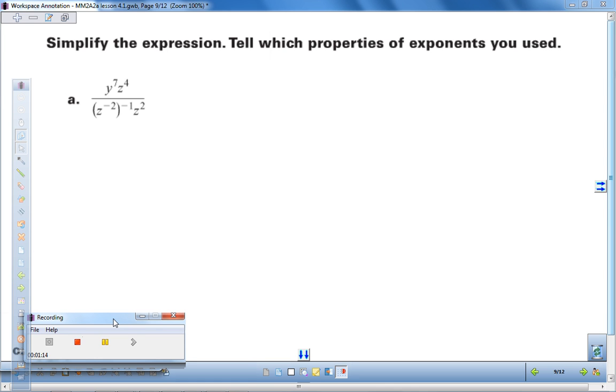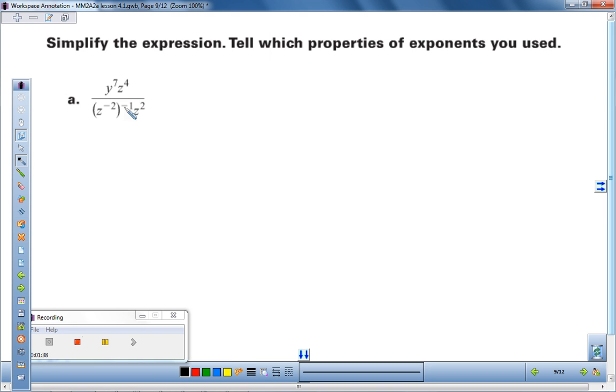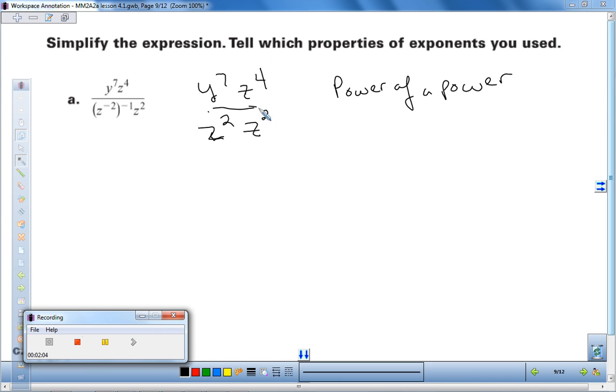Alright, so for this one, first thing we're going to use is the power property. We're going to get the negative 1 times this. So we end up with y to the 7th, z to the 4th, over z squared, z squared. Okay, because we have this negative times a negative here. Alright, so that was power of a power. Took the negative 1 times that.